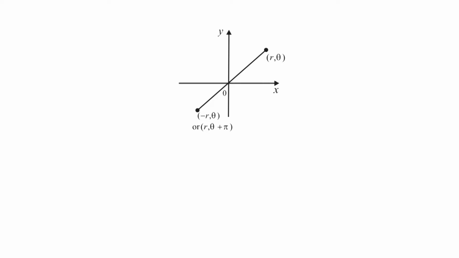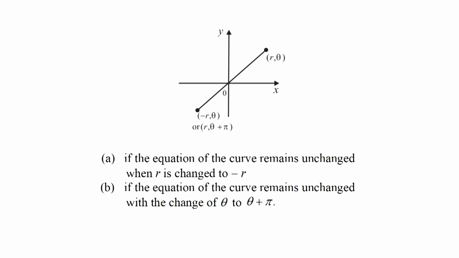We now consider the symmetry about the origin. The curve is symmetric about the pole, that is the origin, that is the curve is unaltered when we take reflections first about the x-axis and then about the y-axis, if the equation of the curve remains unchanged when r is changed to negative r, or if the equation of the curve remains unchanged with the change of theta to theta plus pi. As an example, we graph the cardioid r is equal to 1 minus cos theta.